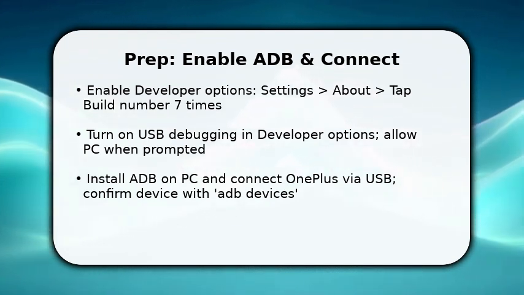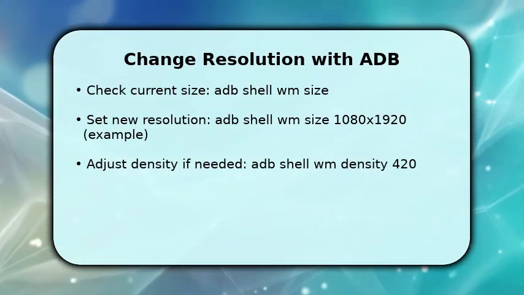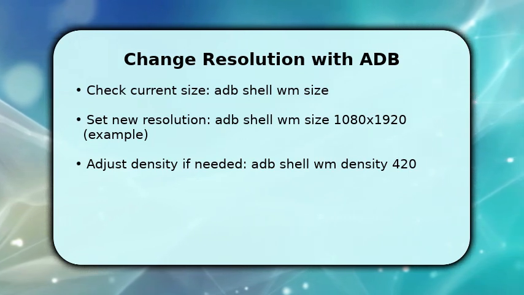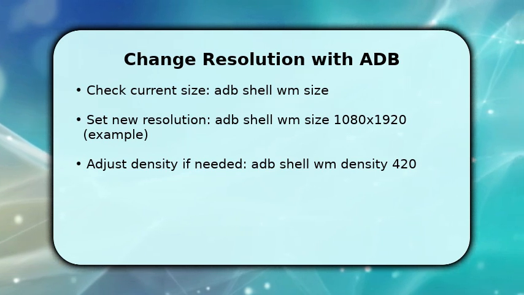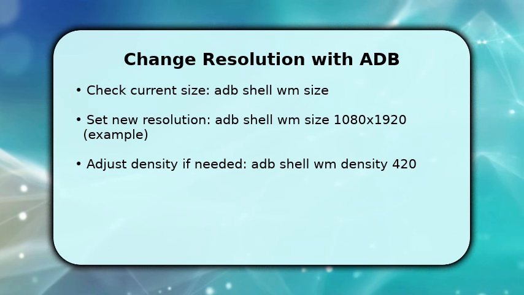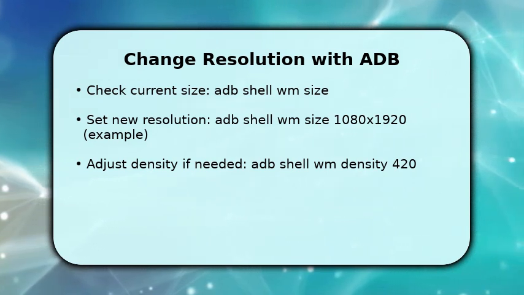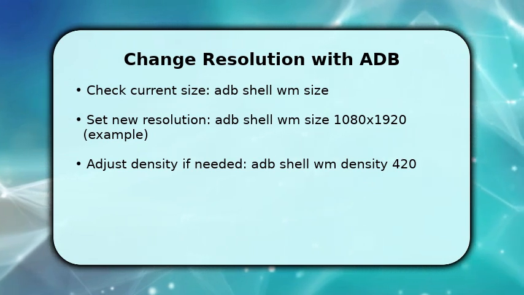Now you run the commands that change how the system reports its screen size. First, check the current settings with adb shell wm size and adb shell wm density. Then set the target resolution with adb shell wm size width x height. For example, adb shell wm size 1080x1920.